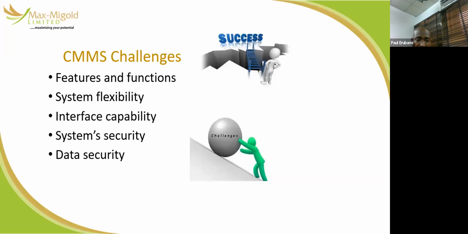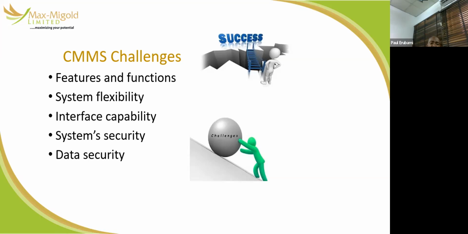So what are the challenges of CMMS? Features and functions. People need to get used to the features being used, because in those CMMS, a pumping machine might not appear as a pumping machine, it might appear as a symbol. So everybody needs to get used to those symbols. When you see a symbol of a building, you know this is a building. When you see the symbol of an extractor, you know this is an extractor. So everybody needs to get used to those features and functions. Then how flexible is that system? Is it user-friendly or not? These are all the challenges that you might come across when you are using your CMMS.